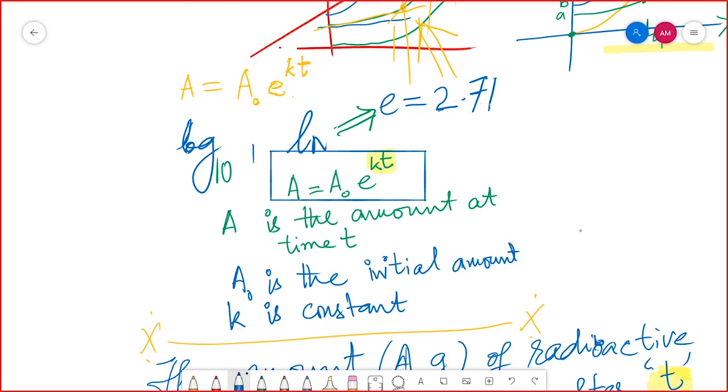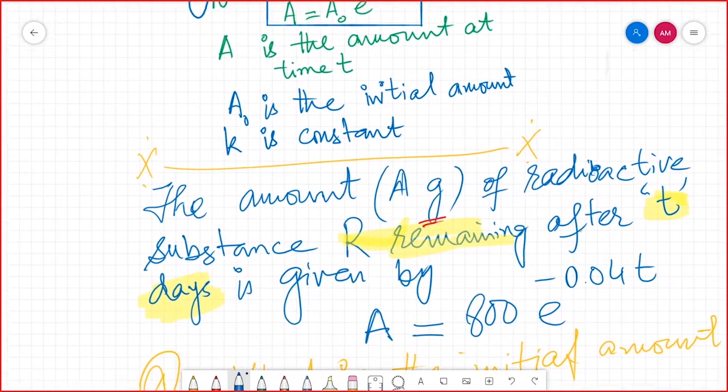Okay. So we start from that initial point and we say that t is equal to 0, and A naught is the initial amount, and then there is the kt. K is a constant, and the k dictates how this exponential curve would look like. We looked at various curves.